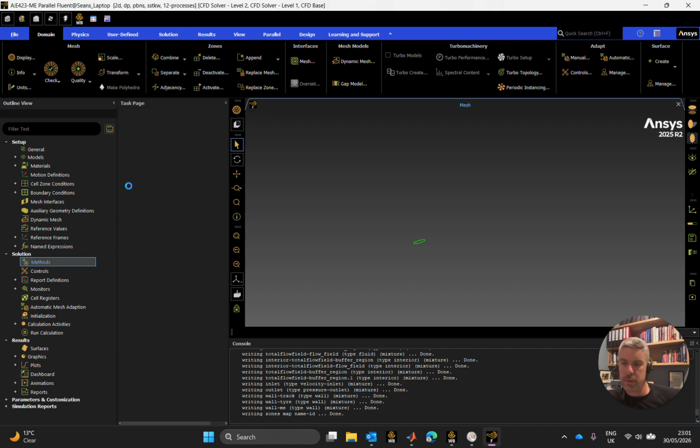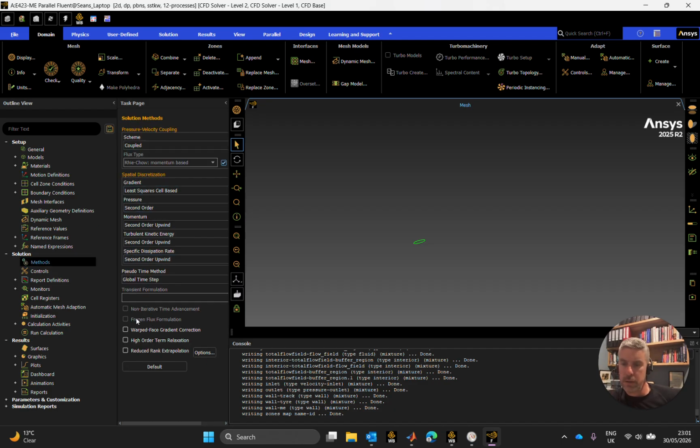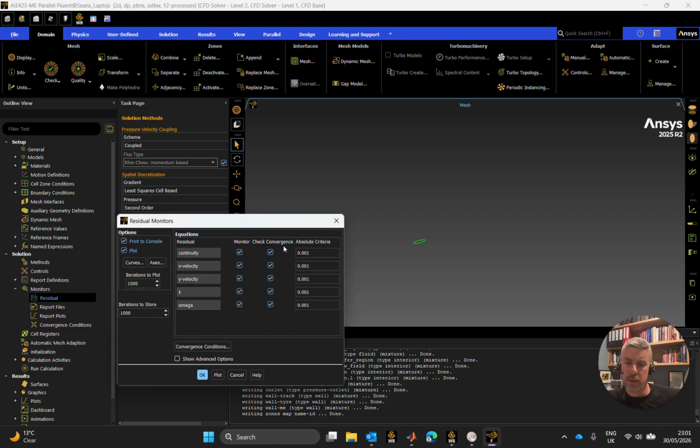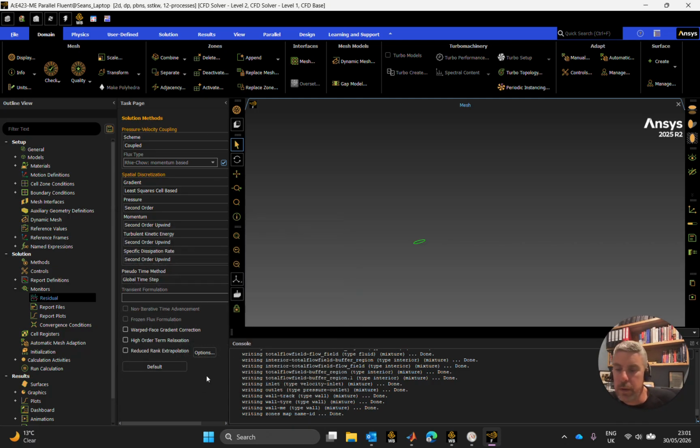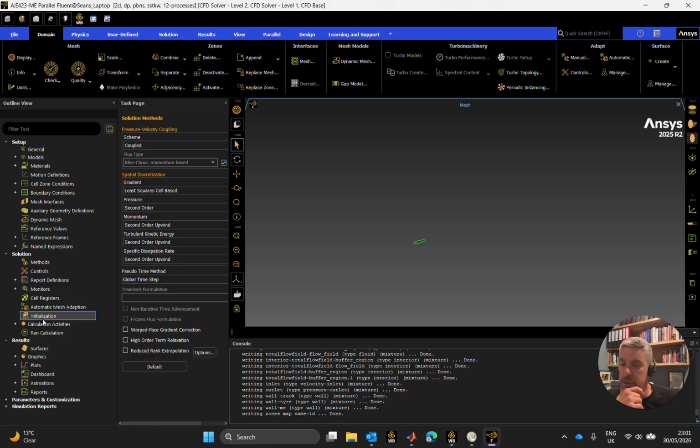Methods: stable coupled, pressure, velocity, everything's second order. Okay, controls, there's no relaxations in this. Report definitions are all done. Our monitors, residual. I'm going to drop these down to a much more competitive value. All look good. Yep. Okay. I'm not going to set out any other convergence conditions with respect to lifts or drags or anything like that. The residuals are going to be fine for this application.